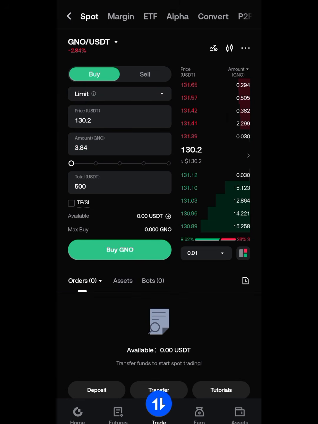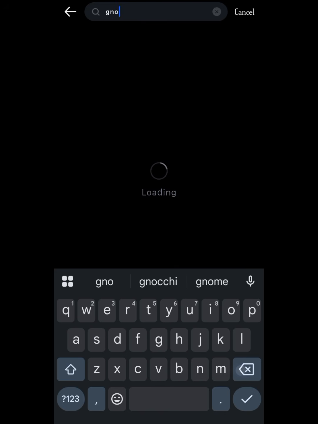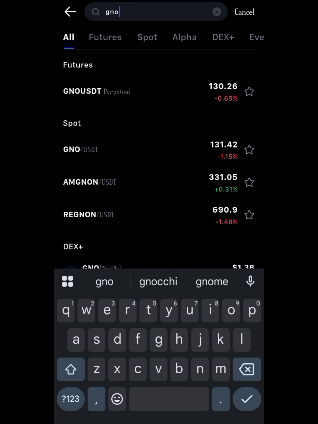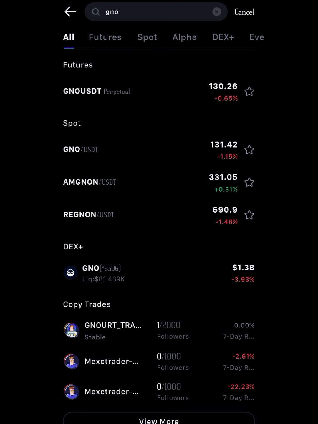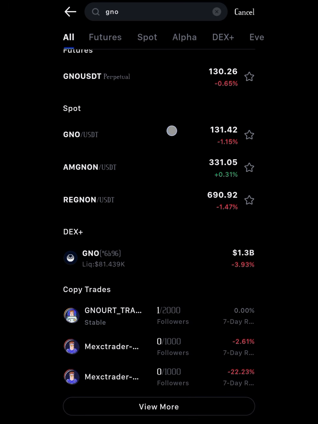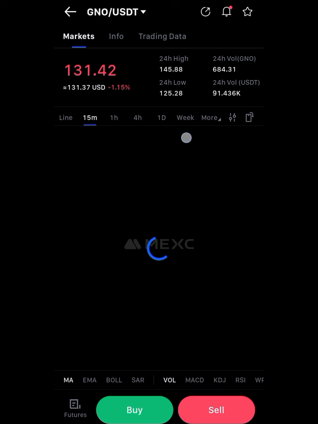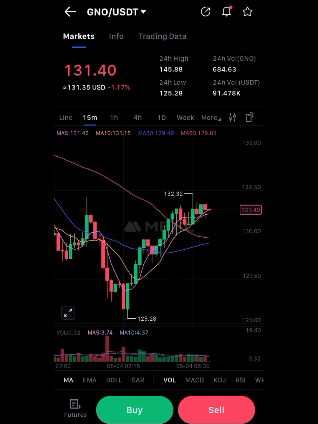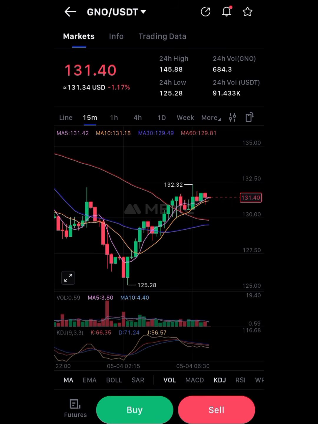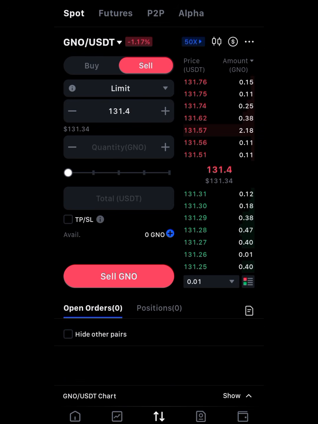So let's check the price on MEXC. GNO on MEXC, not on perpetual. I made a mistake. It should be on GNO/USDT. So you see the price, 131. So the arbitrage scanner is actually right. The volume here is lesser, but at least reasonable. 91k. They had the volume on GNO, I think the other one was 1k. This one is 600, and this is reasonable because the price is high.